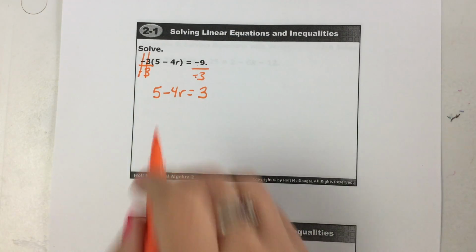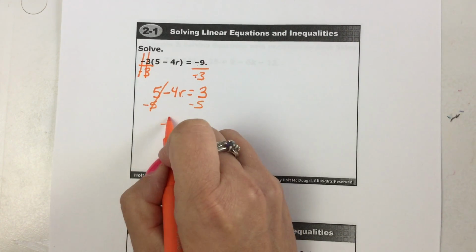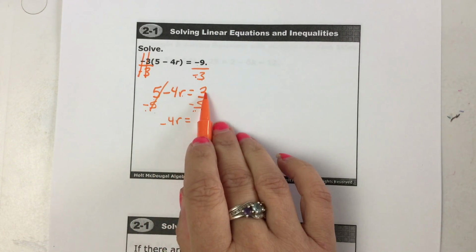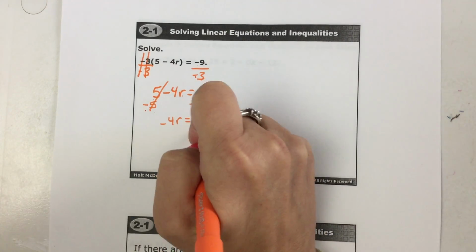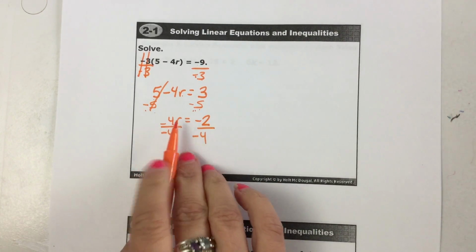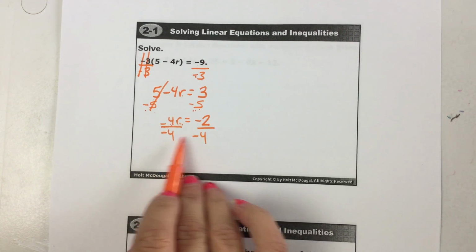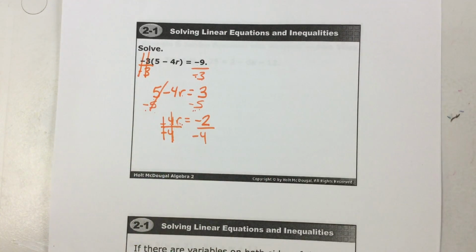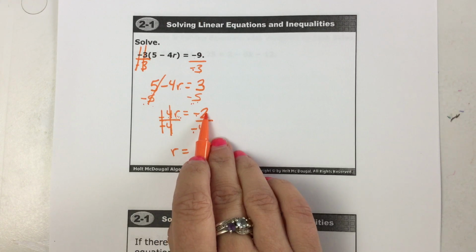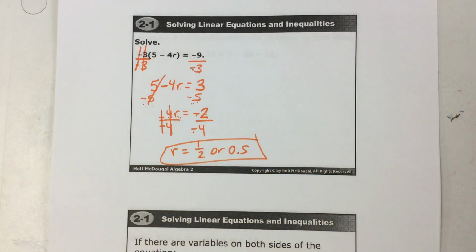Now I can solve. If I want r by itself, I have to get rid of this positive 5. To get rid of a positive 5, I have to do the opposite, which is have a negative 5, so I'm subtracting it. Positive 3 minus 5 is a negative 2. If I want r by itself, I need to get rid of the negative 4, because right now I'm multiplying the negative 4 times r. In order to cancel it, I need to do the opposite operation, which is divide. R is by itself. Negative divided by a negative is a positive. 2 divided by 4 is 1/2, or if you put 0.5, you're good to go.